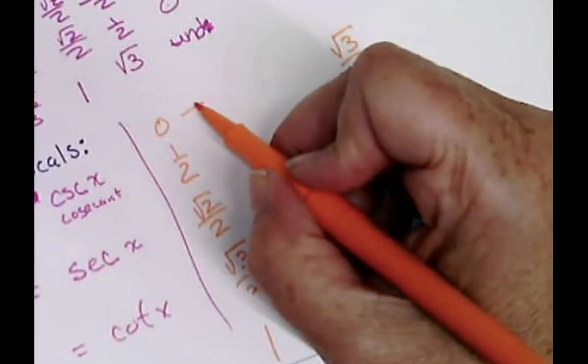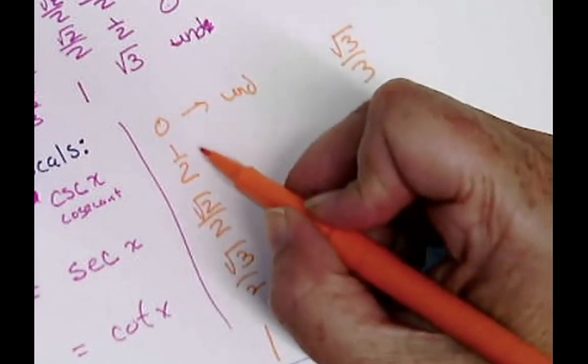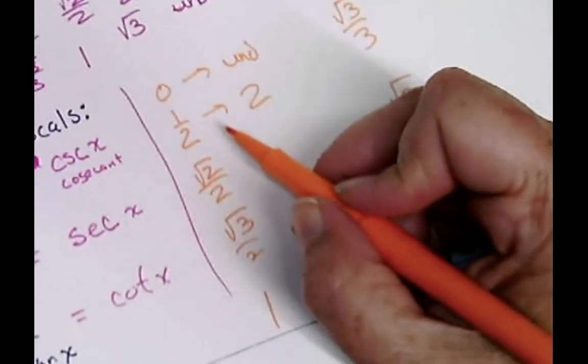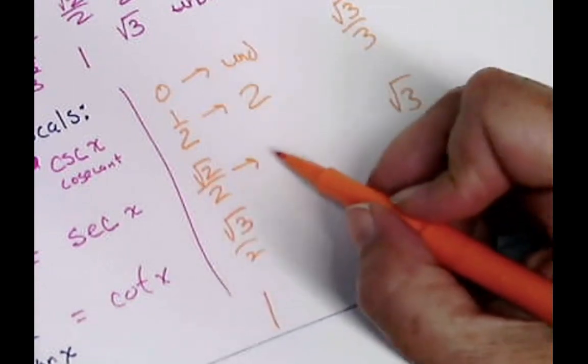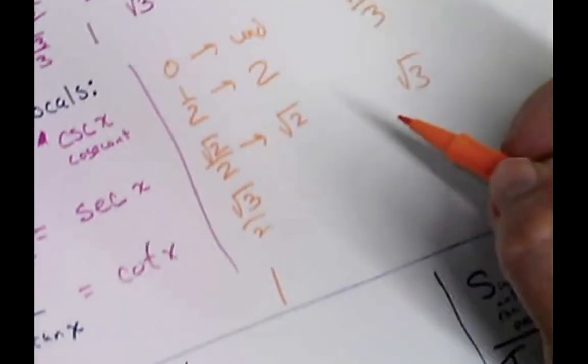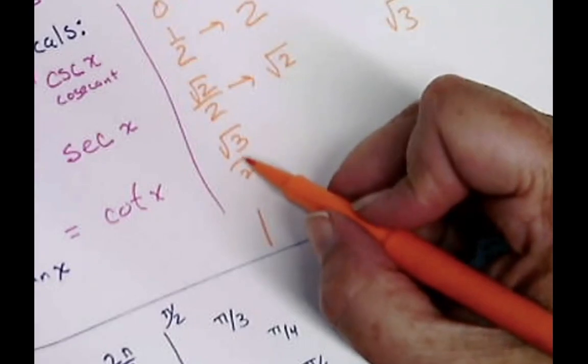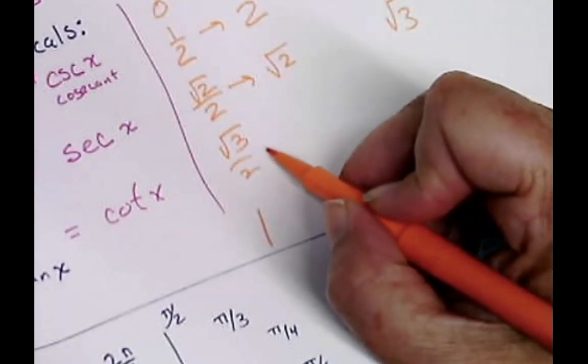Okay, reciprocal of 0, undefined. Reciprocal of 1/2, 2. Notice I'm not using equal signs. These aren't equal, they're reciprocals. Reciprocal of root 2 over 2. Hey, y'all, it's root 2. Just remember that. I can do the math on this.